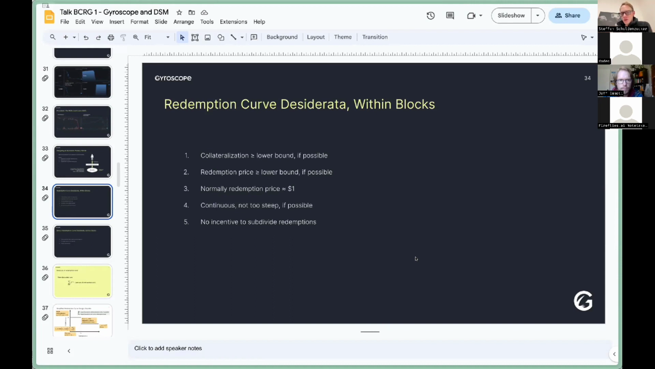I think the redemption curve should be continuous and not too steep. The main reason for this is that if you have discontinuity, it always creates incentives to try to target and trigger the discontinuities, and that's an incentive misalignment. And one nice property is that you shouldn't create incentives to subdivide your redemptions, because that makes it complicated for everyone.